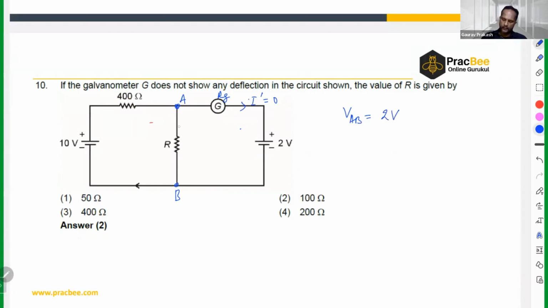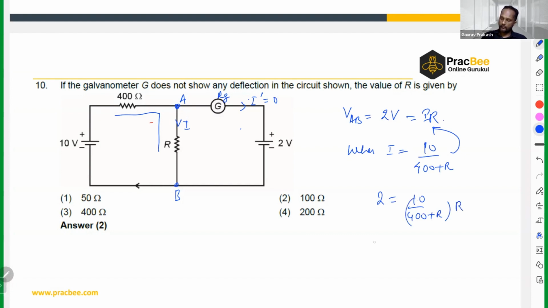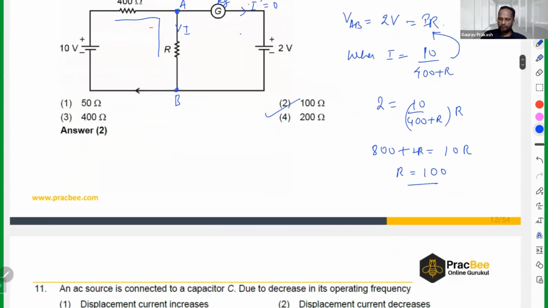And since current I is passing through this, I can say this is I times R, where I can find out the current from this circuit, this 400 and R in series. So this is 10 divided by 400 plus R. We substitute it here, 2 into 10 upon 400 plus R multiplied by R. So we have 800 plus 2R is equal to 10R. And on solving, we get R as 100 ohms. So a very pretty basic question from current electricity.